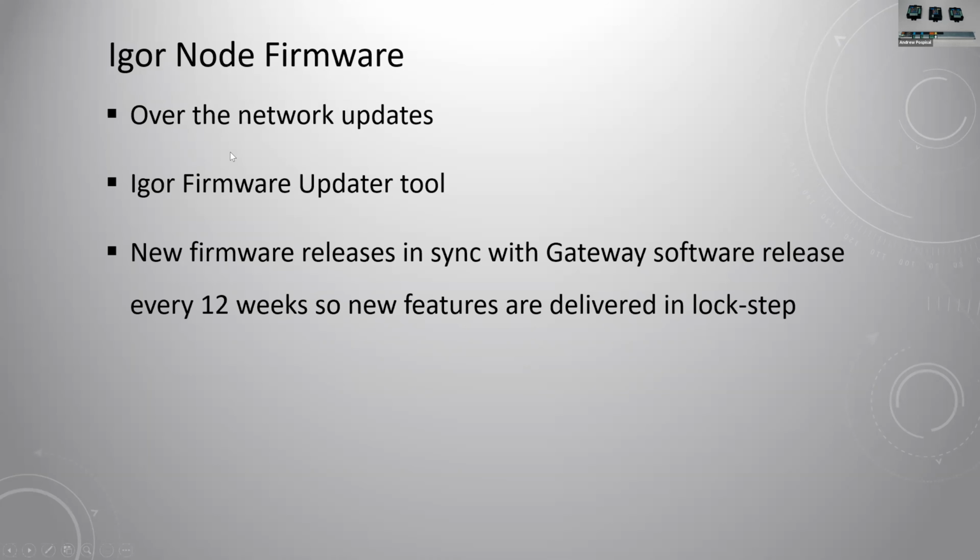The software that lives on the nodes is called firmware, and that is developed in-house. That is updated every 12 weeks in sync with our gateway software. So as we implement new features in the gateway software, those are also implemented in the nodes. And that firmware can be updated over the network via the Igor firmware updater tool. I know, real creative name there, but that's what happens when we let the developers name the public facing tools. But yeah, that's a very good tool. You can literally scan the whole network for Igor nodes. It'll tell you what firmware version each node is at, and then allow you to pick and choose which ones you want to upgrade.